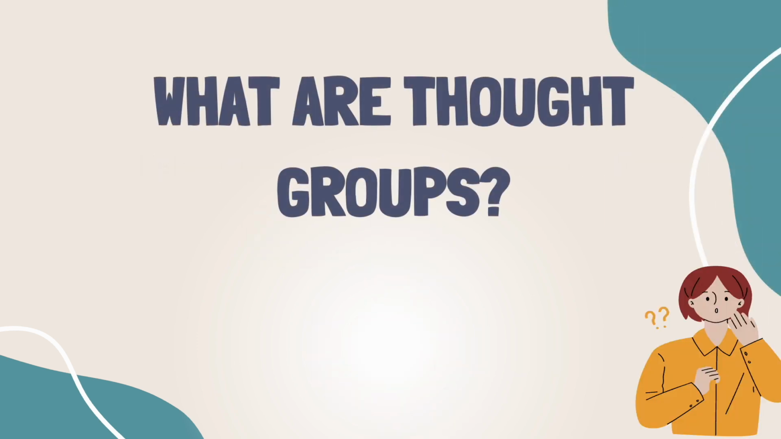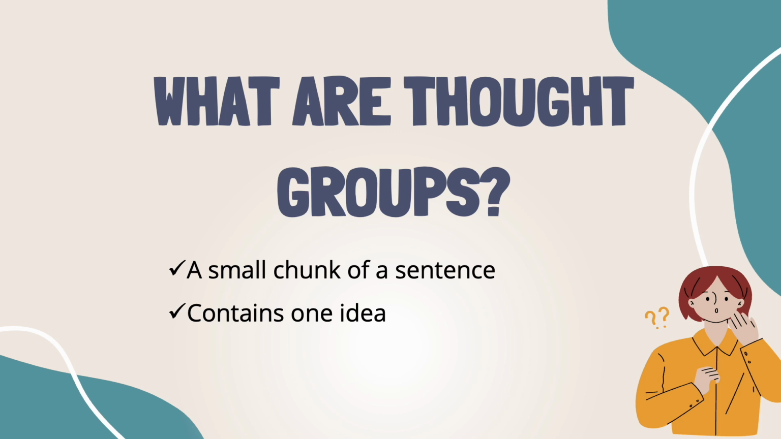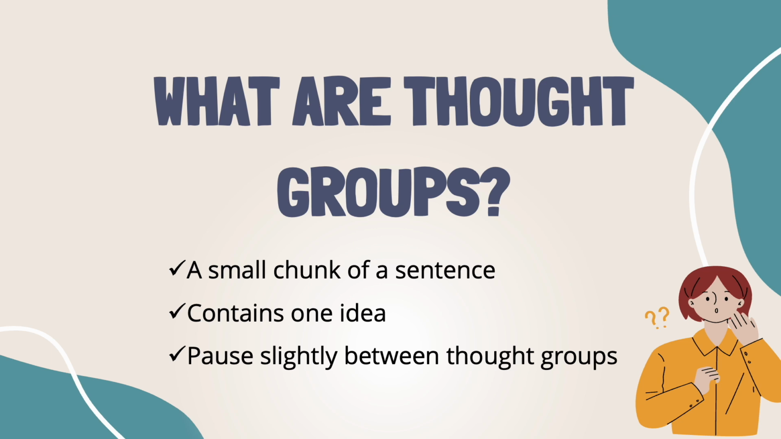So what are thought groups? A thought group is like a small phrase within a sentence. It contains one idea and helps listeners follow your message more easily. We pause slightly between thought groups, just like commas when we write.